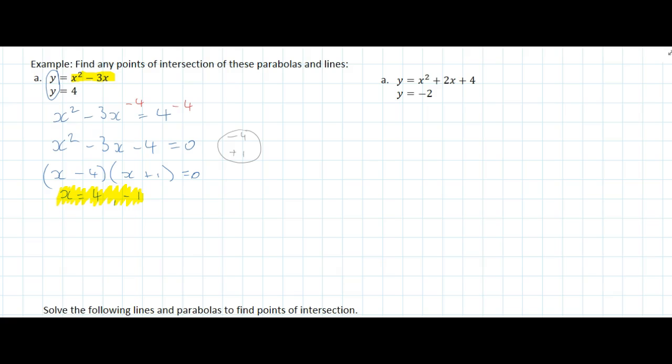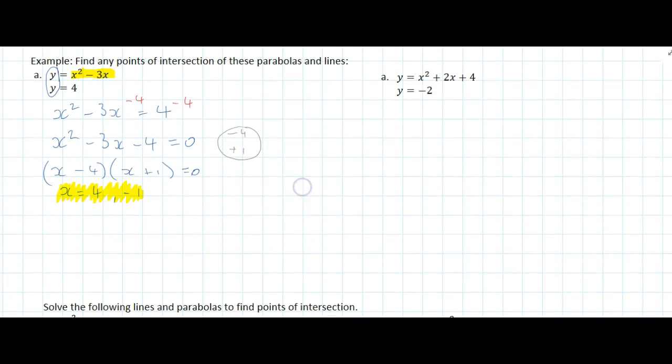To find the corresponding y values, because that's just 2 points, I'll do a rough sketch. It's a little bit hard because I don't know the exact intercepts, but y equals 4 is up here somewhere, and I think the parabola will go through here somewhere like this. Actually, I think that's going to be about right.